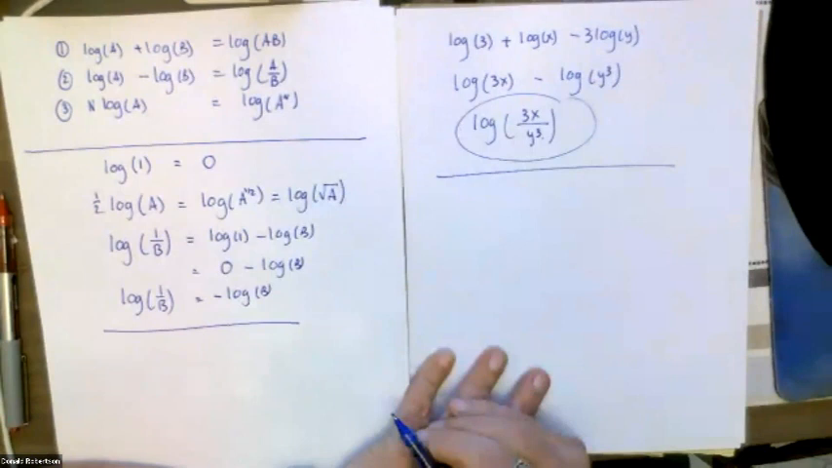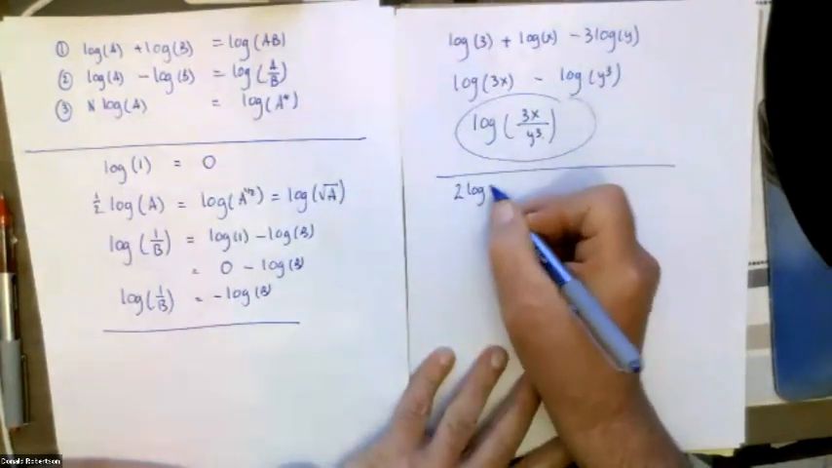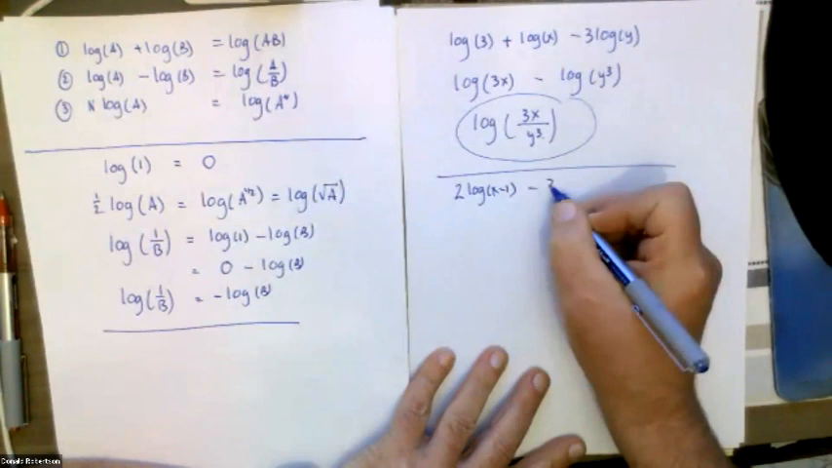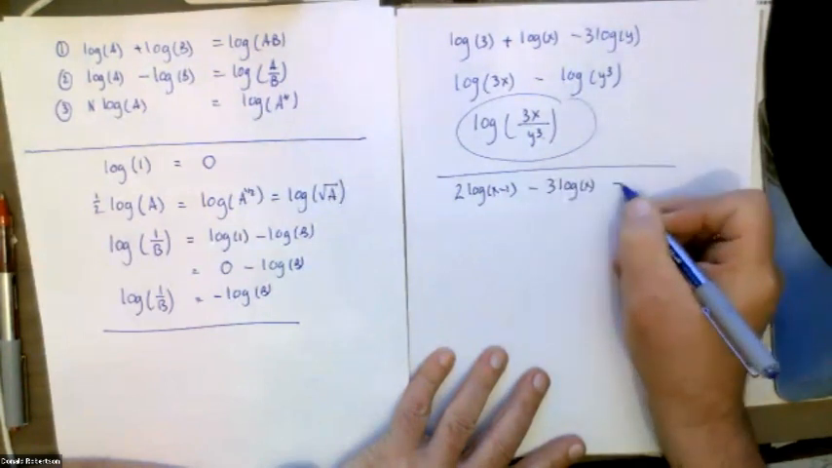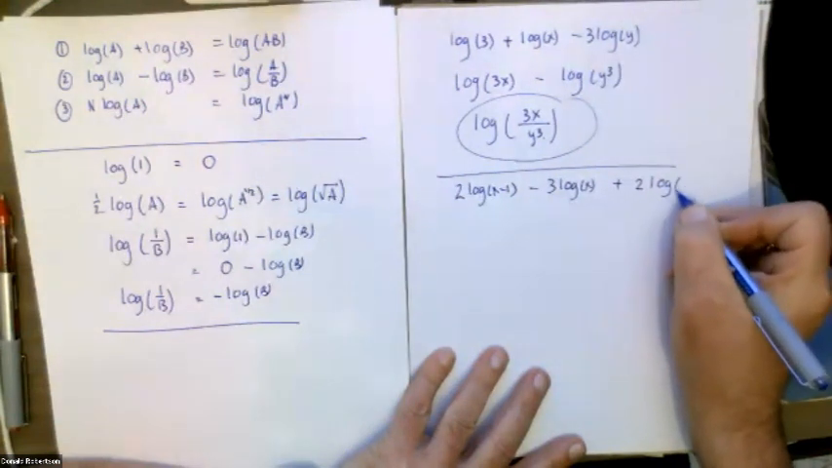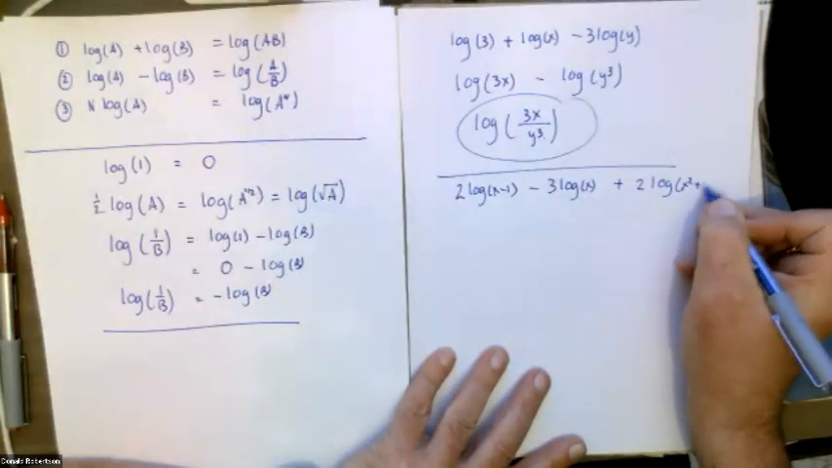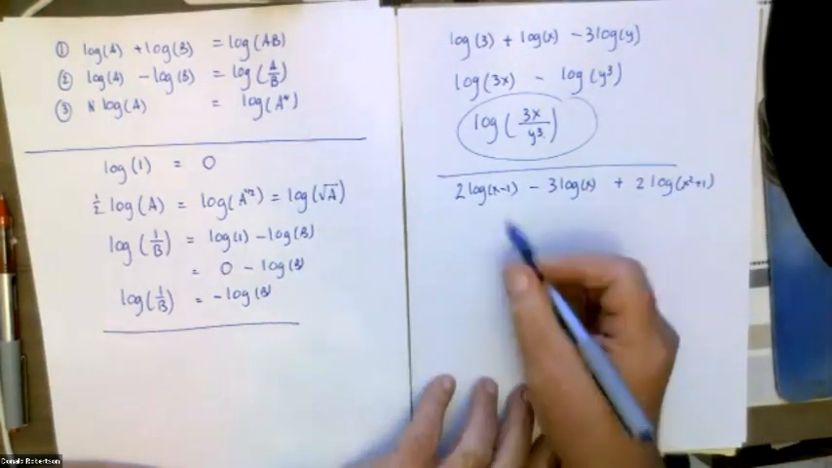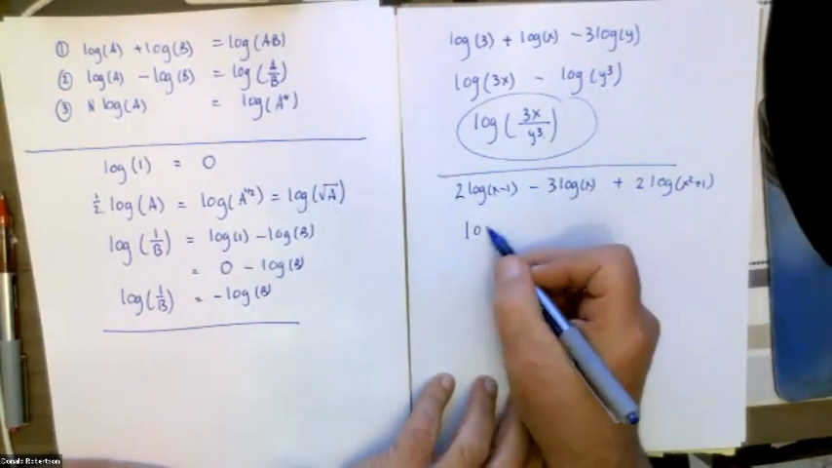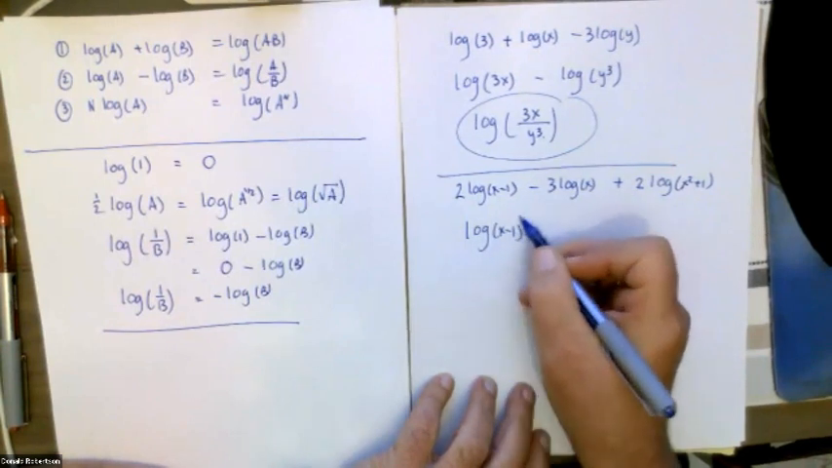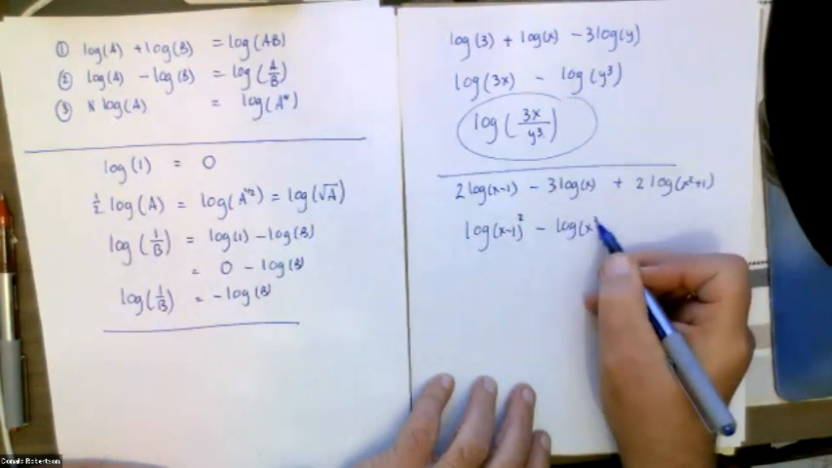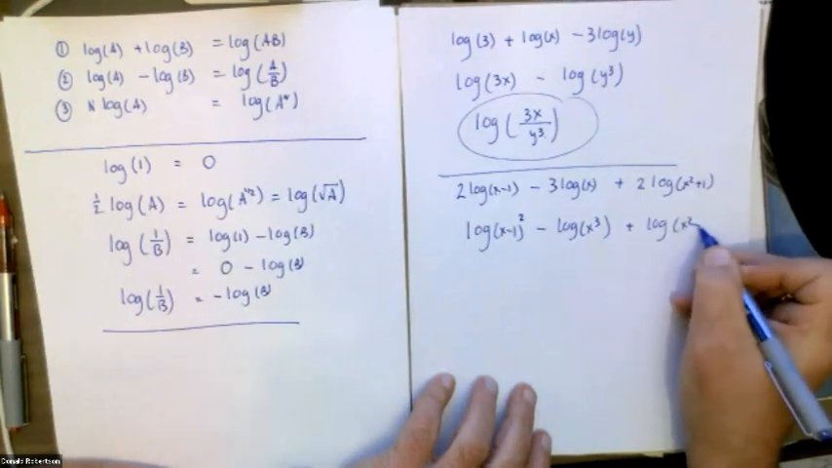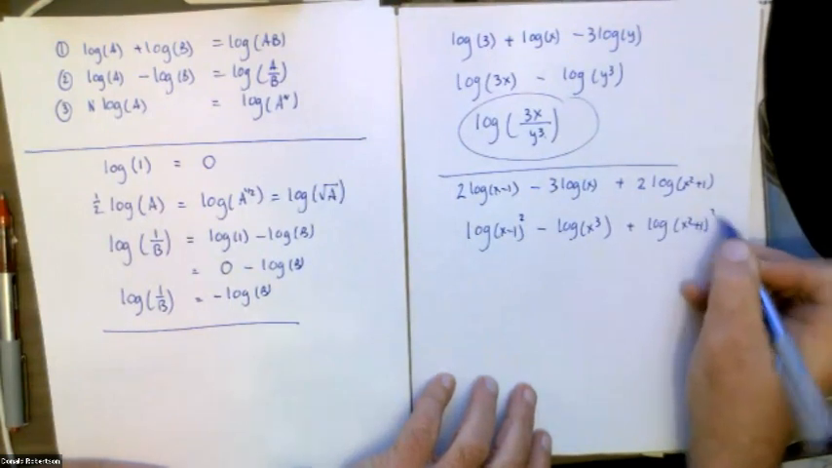And that's your answer, the combined log. Suppose I gave you 2 log of x minus 1 minus 3 times the log of x plus 2 times the log of x squared plus 1. Well, I would take care of the multiples first. So call this guy x minus 1 squared. Call this guy the log of x cubed. Call this guy the log of x squared plus 1 squared.